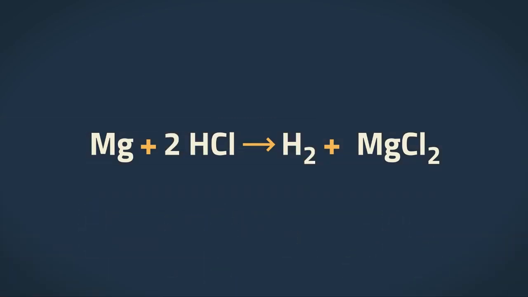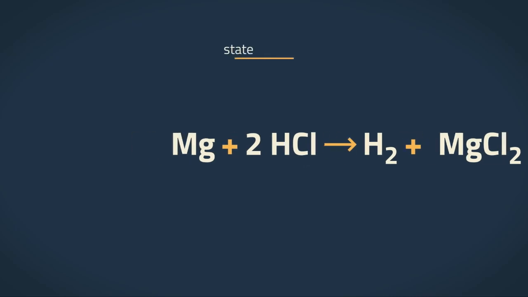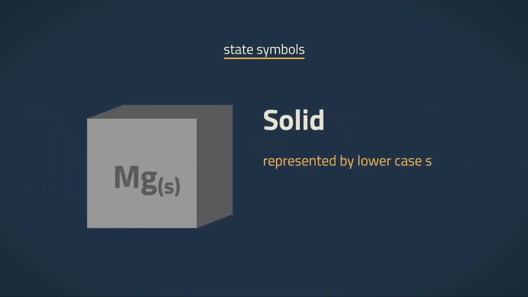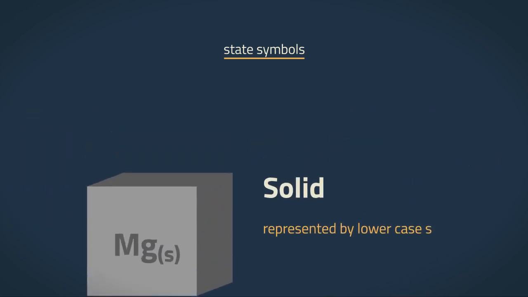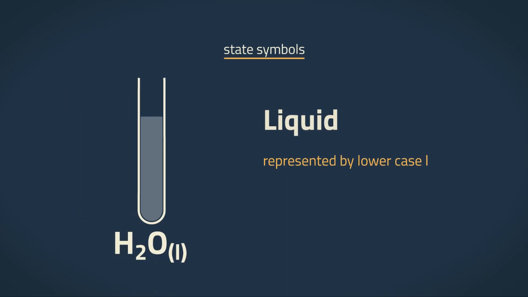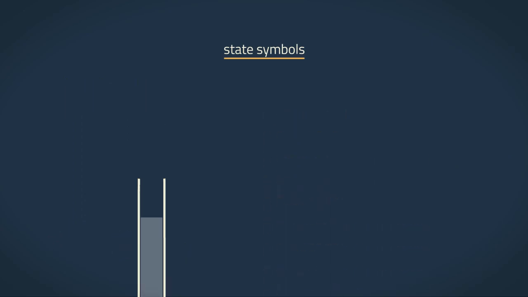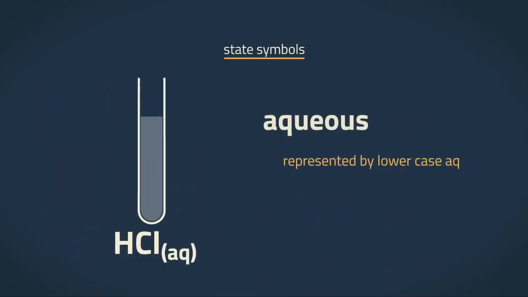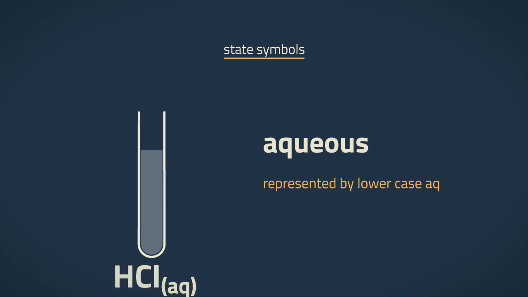Now, we are not quite done with this chemical equation. For this equation to be complete, we must also include the state symbol for each reactant and product. There are 4 possible states, each with their own unique state symbol. Solid, represented by lowercase s. Liquid, represented by lowercase l. Gas, represented by lowercase g. And aqueous, or dissolved in water, represented by lowercase aq.